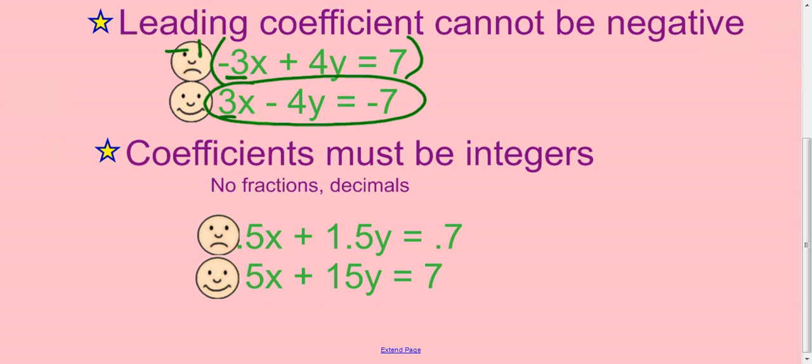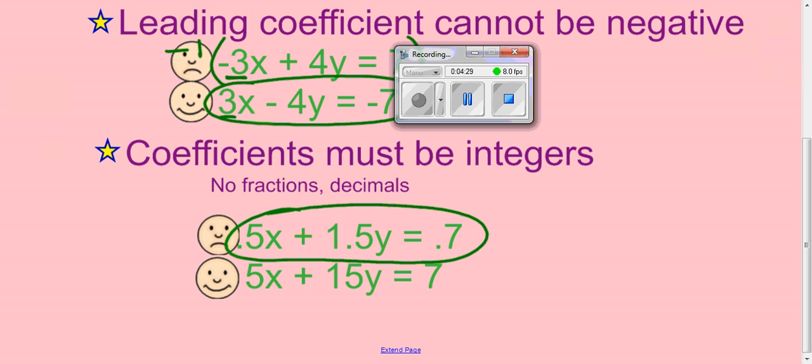And then lastly, your standard form equation also can't have any fractions or decimals in it. So if it has things like 1/2 x or 0.5x anywhere in the equation, it doesn't have to just be with the x, you have to get rid of those also. I'll show you how to do that when we do a problem in a minute. So those are just some quick rules to go over.